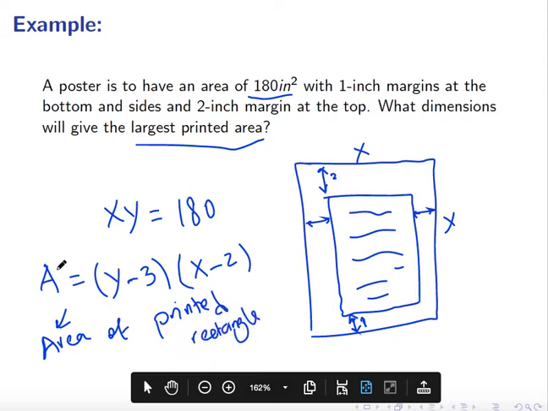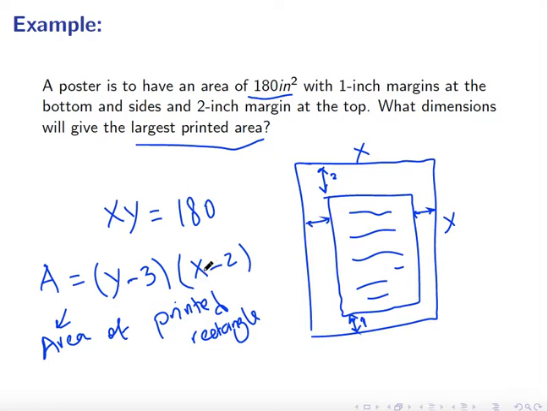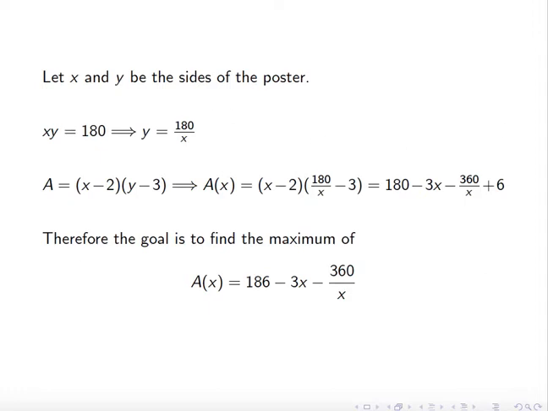Okay, so now the goal is to maximize this function, basically. So when you get to this step, then we're basically done with reading the problem. Next step is just using all the techniques that you learned to find the maximum and minimum of a function. So here we're going to work with it. So first, we have to write the area of the printed rectangle only with respect to one variable. So I'm going to use the information which was given in the problem, and that was xy is 180.